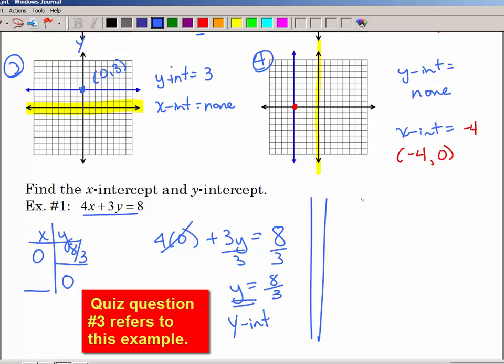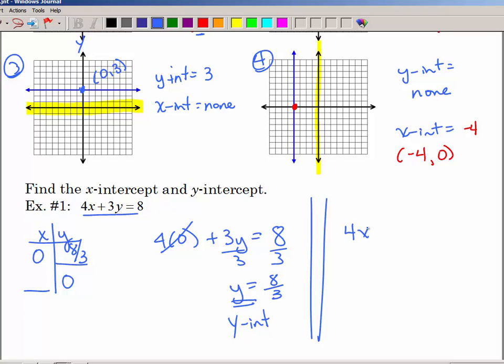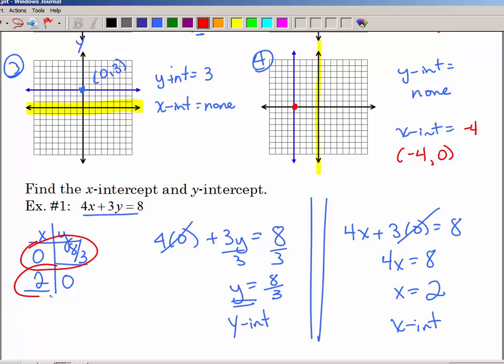Okay, let's start again. Now we're going to let y be 0. And again, that's 0. So we would just divide by 4 and get 2 for x, and that is your x-intercept. But if I ask you for the ordered pairs, there's the y-intercept, there's the x-intercept. So just make a t-chart and put your zeros in.